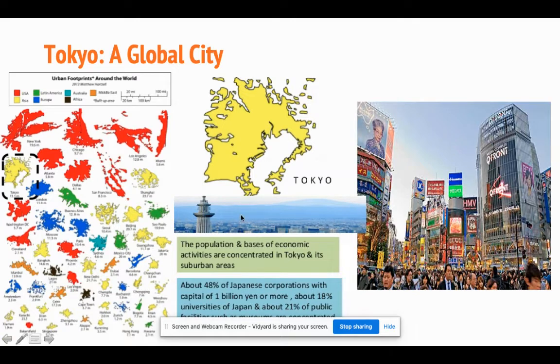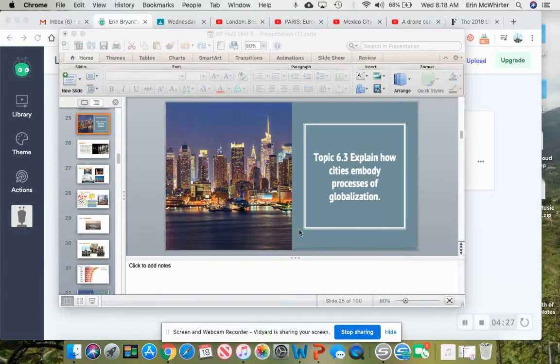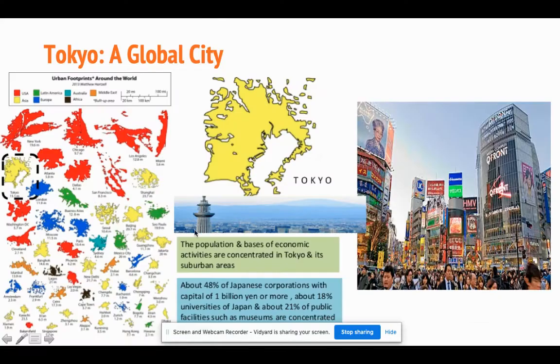Just to give you an example, if we look over here at the urban footprints around the world, we can see that Tokyo is one of the largest cities as far as the sheer size of the city. In addition to that, a lot of the economic activities of Asia are centered in the city of Tokyo.